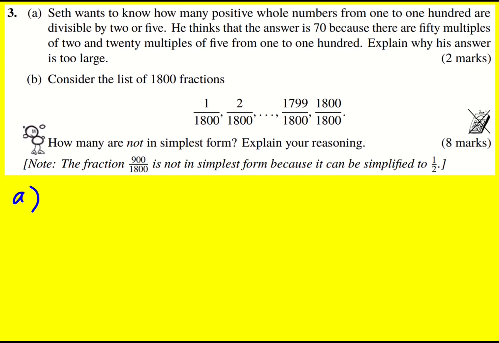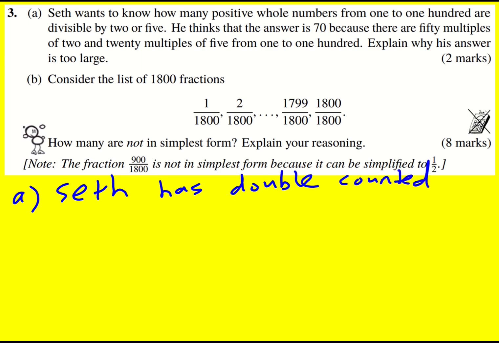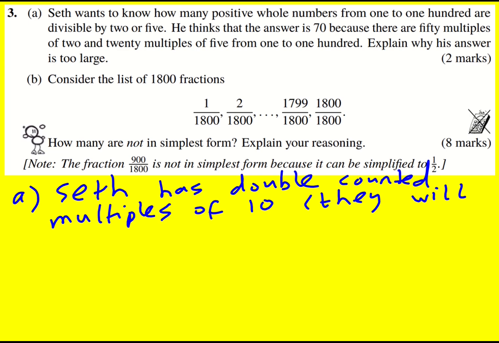Well, he is correct in what he said here. However, 10 is a multiple of 2 and a multiple of 5. So Seth has double counted all the multiples of 10, i.e. they will be in both lists. So the answer is actually 60.